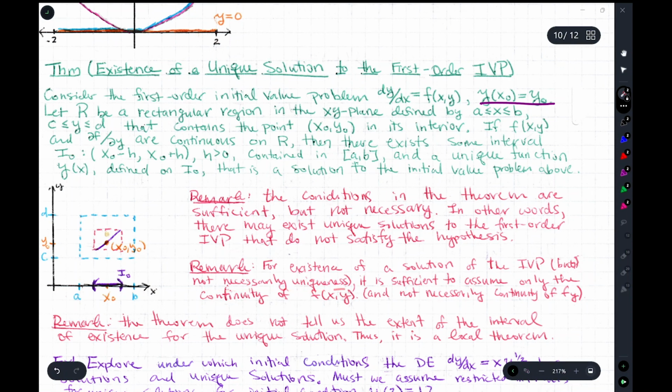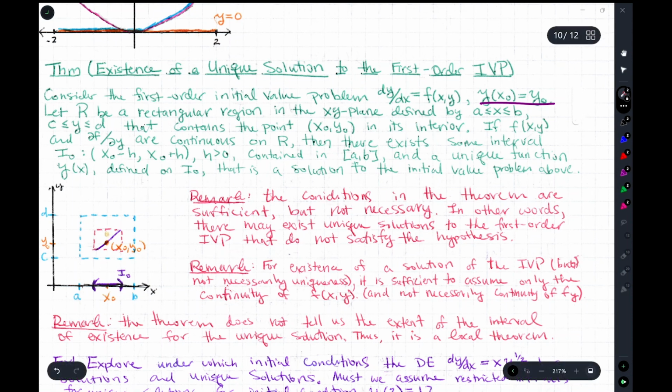For existence of a solution of the initial value problem, but not necessarily uniqueness, it is sufficient to assume only the continuity of f of x, y. Okay? So if f of x, y is continuous, then, being careful with intervals, you can get the existence. That is, you know that a solution exists, but not that it's unique. So, for example, multiple points.